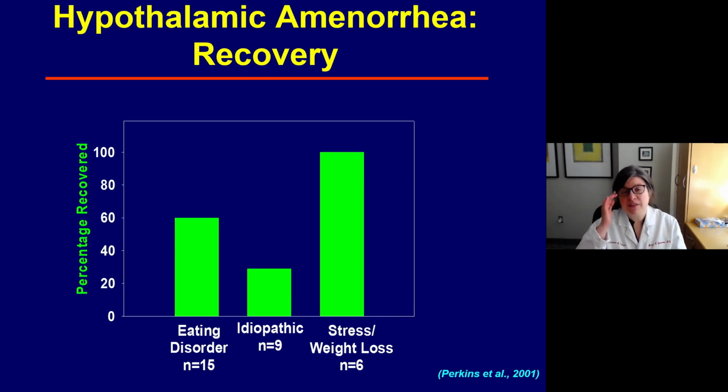In terms of recovery, oftentimes patients, even when they're in their late teens or 20s, will ask you, what is the chance that I will recover from this? Is this going to be a lifelong illness or not? And this was a very small study, but it did show that if stress and weight loss is the cause of the hypothalamic amenorrhea, when that etiology is removed, so the stress is relieved or the patient gains weight, 100% will recover. If someone has an eating disorder, probably about 60% will recover, and most of this is because an eating disorder tends to be more of a lifelong illness. And if it's idiopathic, that you can't find an etiology, then most of these do not recover.